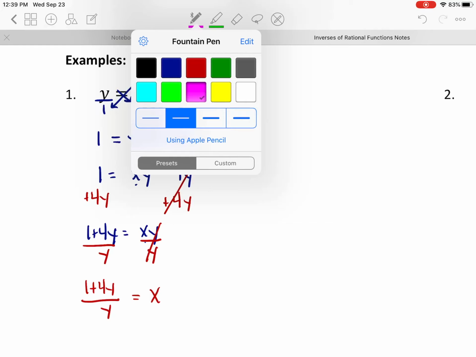So once it's solved for x, we have to, so I don't know what is going on. I'm so sorry.